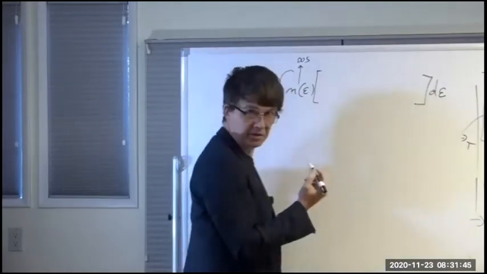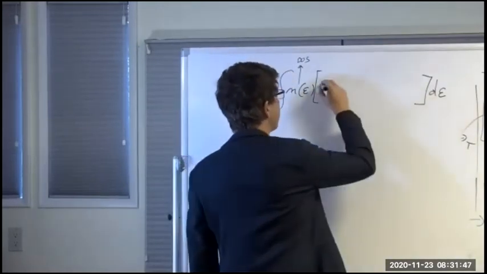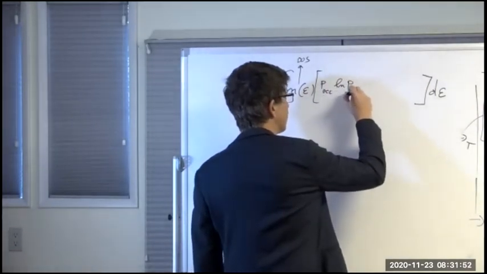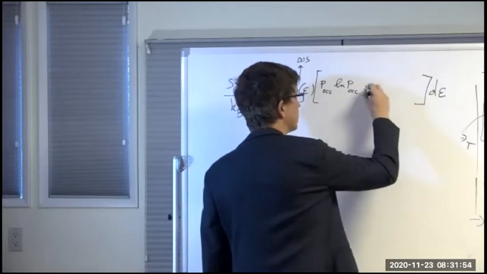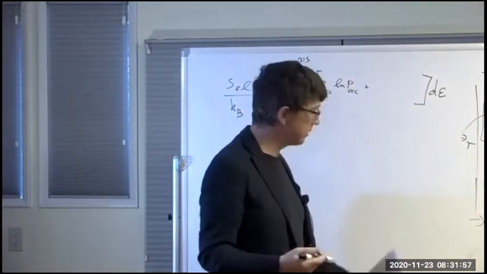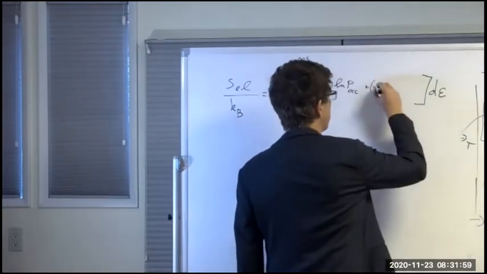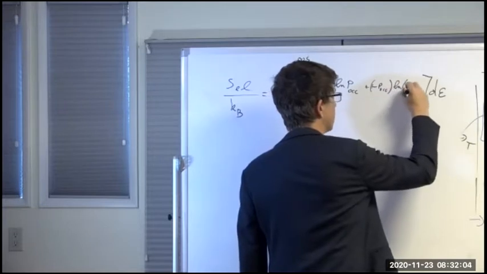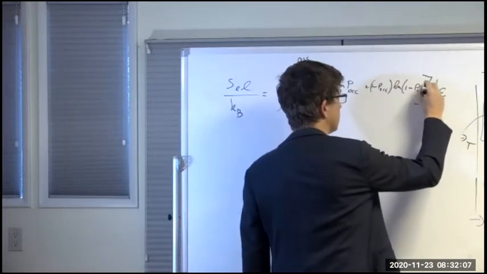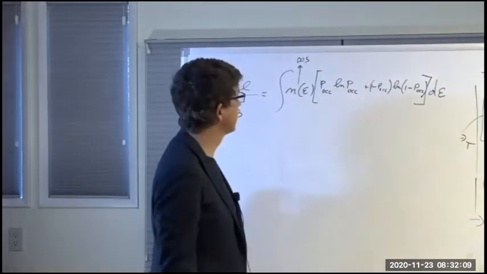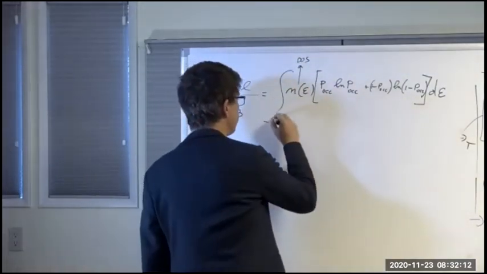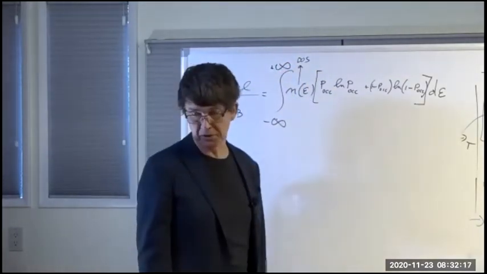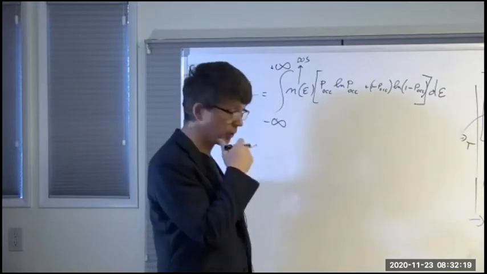Well, a state can either be empty or occupied. So really what I have to sum is the probability that it's occupied times the log that it's occupied, log p occupied, plus the probability that it's empty, which you could say is 1 minus p occupied, log 1 minus p occupied. So if you integrate that from minus infinity to plus infinity, you would get the electronic entropy. Does that make sense, right?